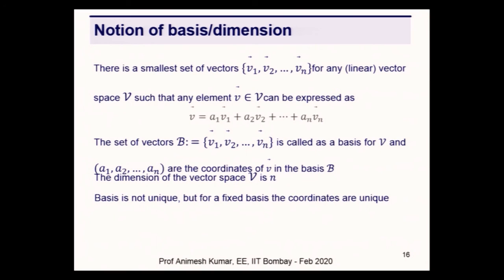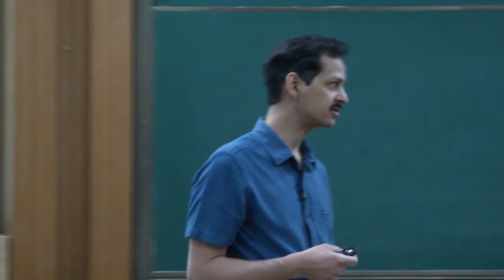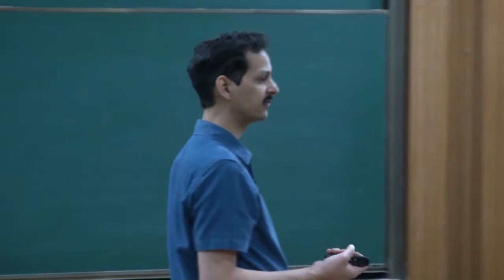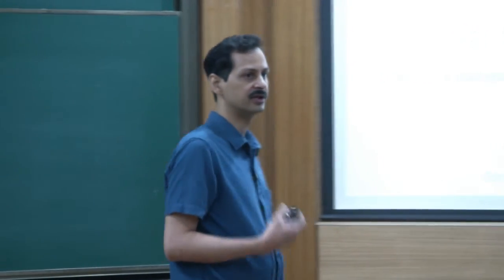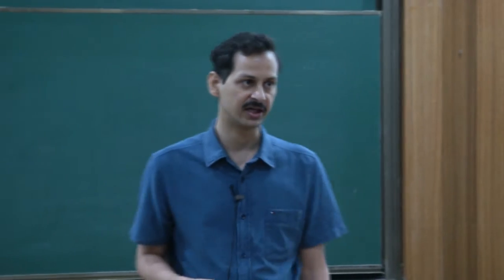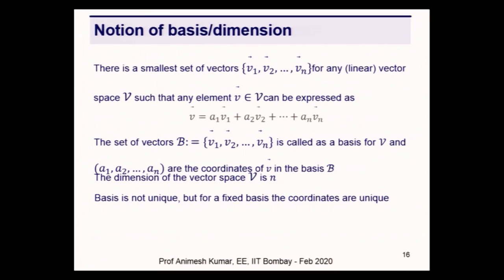But the basis is not unique, so you can have more than one basis. But if I fix the basis, then the coordinates are unique. So while the basis is not fixed, the coordinates are to some extent flexible. But the moment the basis is fixed, then the coordinates have to become unique. That again comes from basic linear algebra, and that's happening because the basis is basically a smallest set of vectors. So that's where the underlying property is.